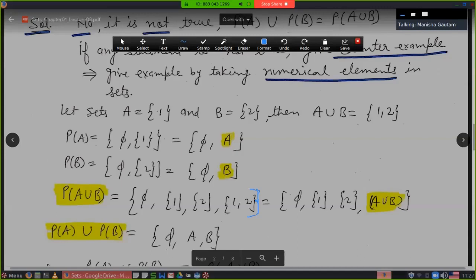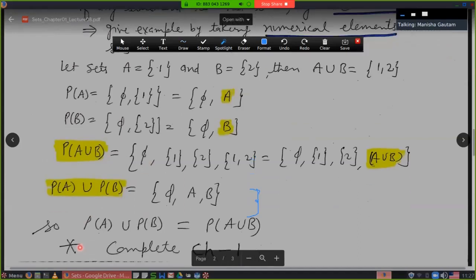Now come to the next line. Power set of A union power set of B. I have written here power set of A and power set of B. Now combine the elements of these two sets. What you will get? Phi common, once, then you have to write down A and B. This is the power set of A union power set of B. You have combined the elements of these two sets.